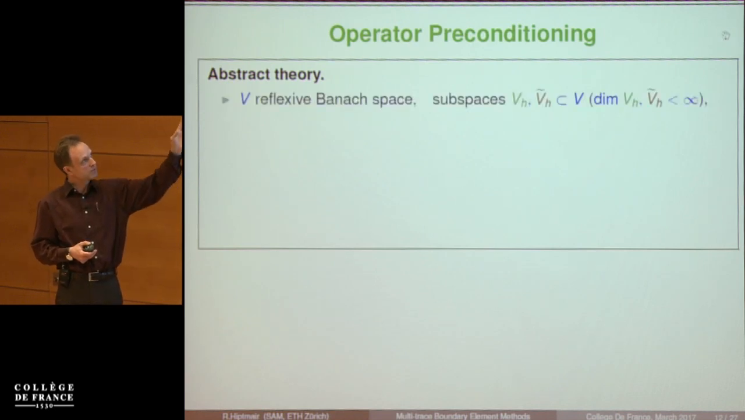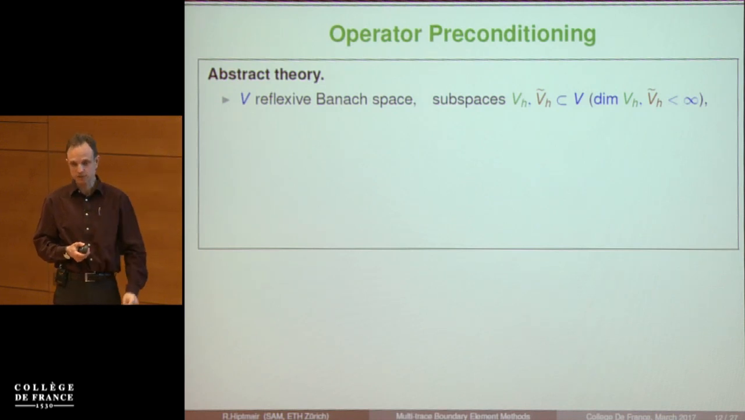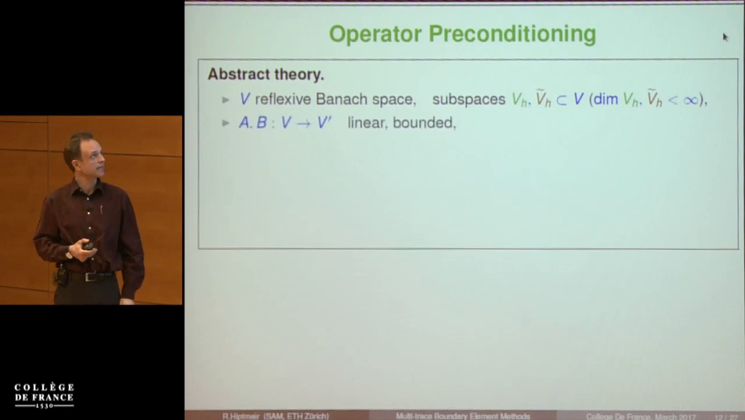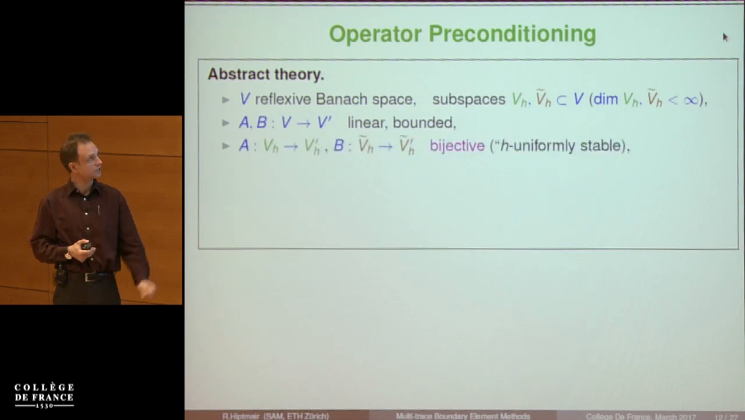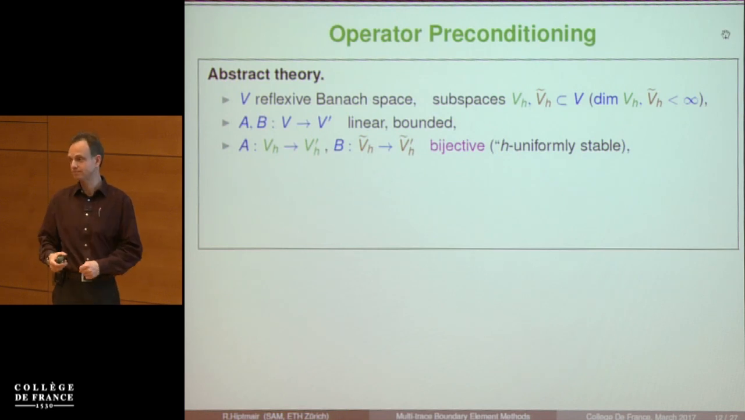You have a space and, say, finite dimensional subspaces, two of them, VH and VH tilde. And then you've got two operators associated with bilinear forms with variational problems, A and B. And you apply Galerkin discretization of both, based on VH and VH tilde respectively, and we assume that this is stable, independent of H.